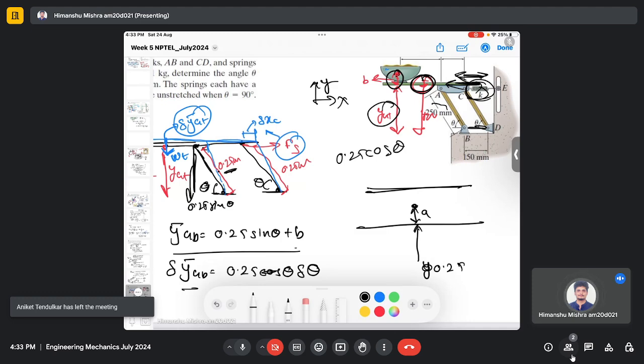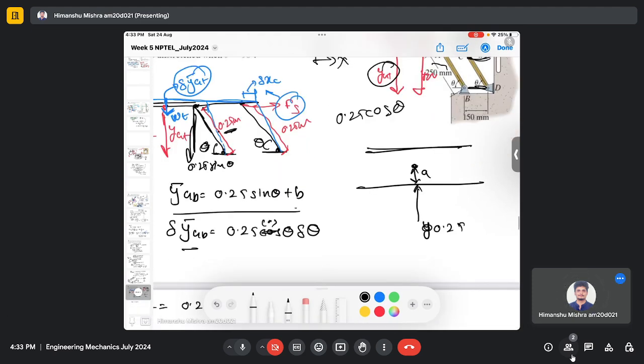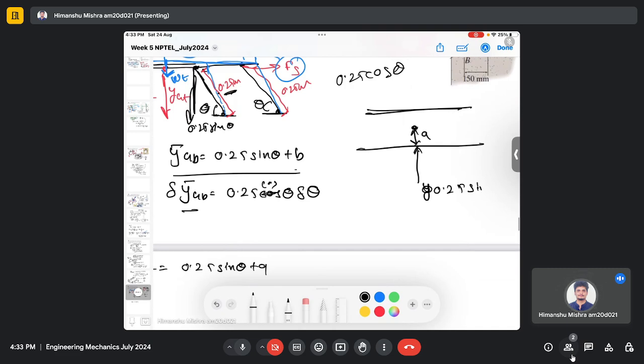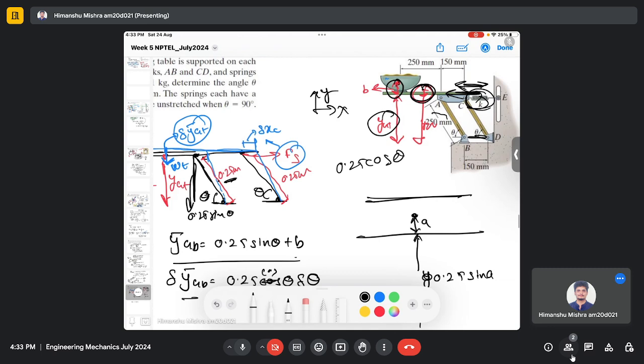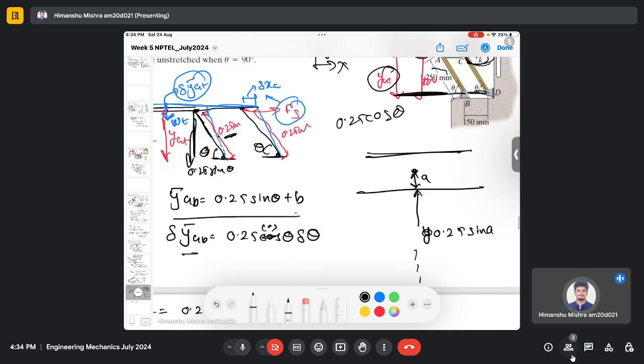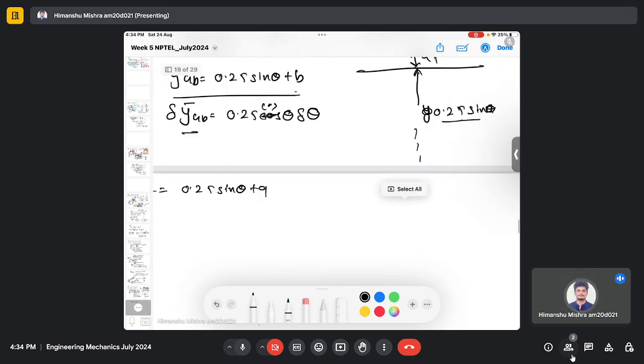Sorry, this is sine theta. Oh, this is cos only. Yeah, this is your 0.25 sine theta. This distance from this datum, so the distance is 0.25 sine theta plus a. This is the centroid of the table from which the mass is acting, plus a.